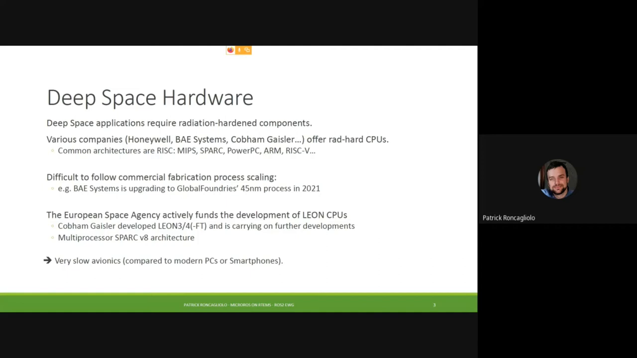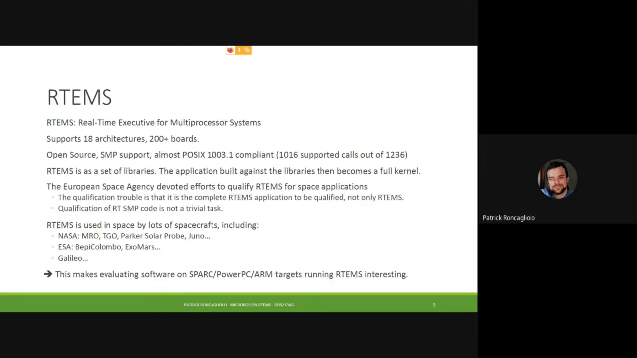In particular, in the European field, the European Space Agency actively funds the development of a class of CPUs called Leon. And the Leon CPUs are multiprocessors based on SPARC V8 architectures. In synthesis, we have very slow avionics to execute a lot of different real-time tasks.